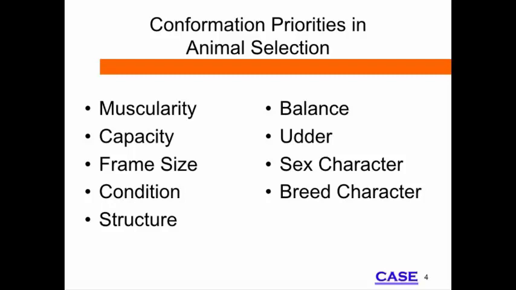Conformation is evaluated based on several priorities. Not every priority fits each type of animal, nor the purpose of the animal. These are the most common priorities and have application in several species and uses of animals.